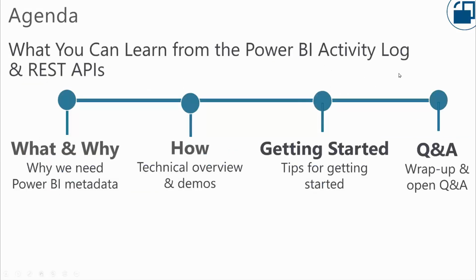Today, what we are talking about are the automation and the administrator type of capabilities with regard to the activity log primarily, and also the REST APIs, because it's really important to augment that data. And so what we're going to do is walk through starting with the what and the why. So kind of the slightly big picture. Why do we need this data? What can we do with it?